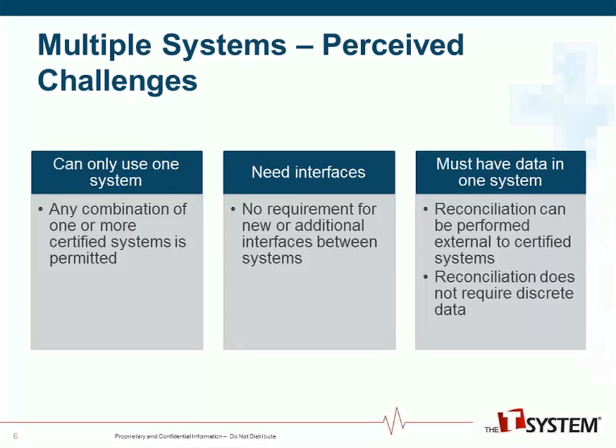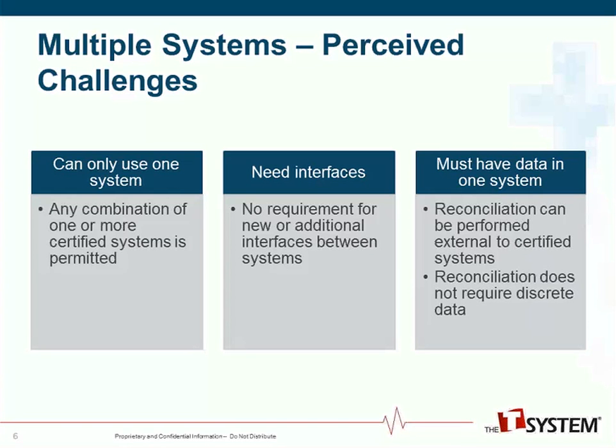There are some perceived challenges, and actually some real challenges as well, to using multiple systems. But one of the myths out there is that you can only use one system to meet meaningful use, that you have to have one certified EHR as the center of your meaningful use strategy, and that is completely and totally not true. Meaningful use fully supports your use of one or more certified systems. Any combination is permitted so long as you have enough things to cover all the elements for which you're certifying. That means you can cobble together anywhere from 1 to, I've seen an attestation with as many as 37 different certified systems.